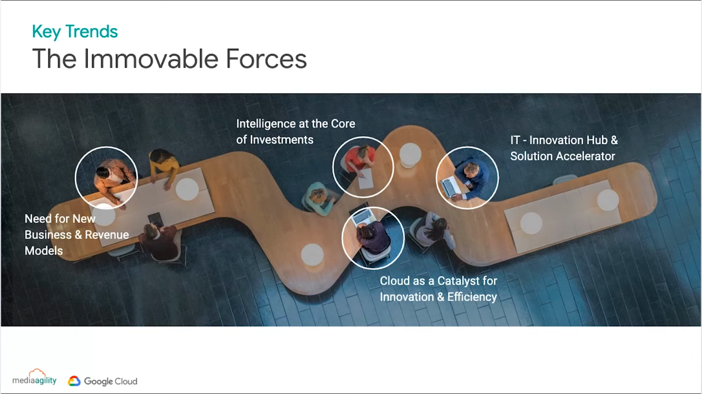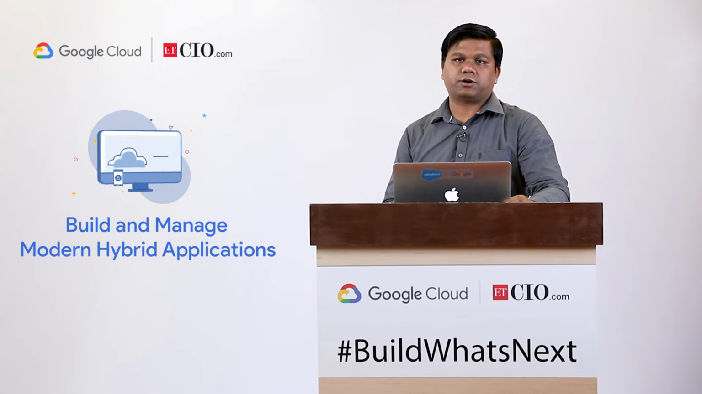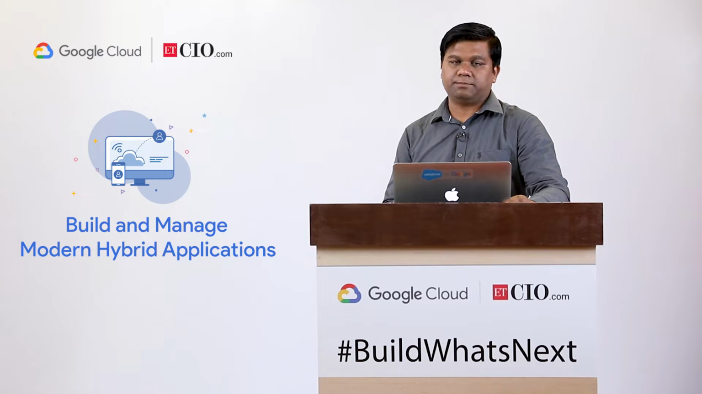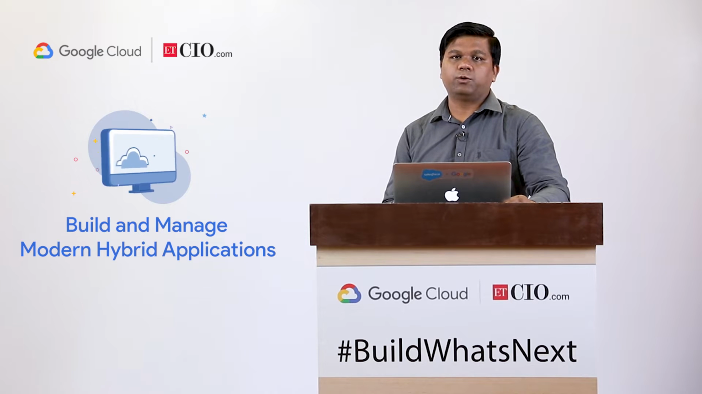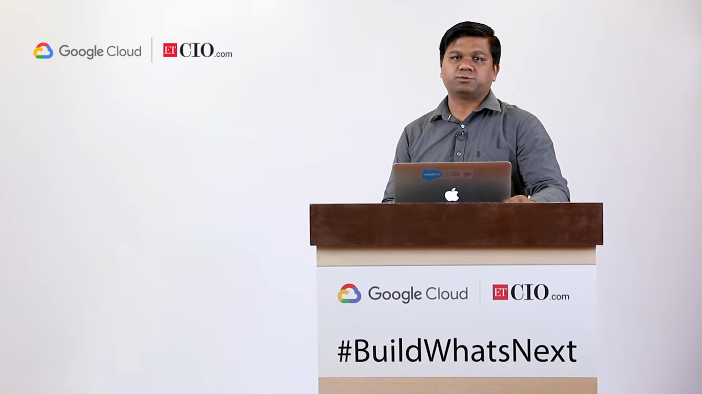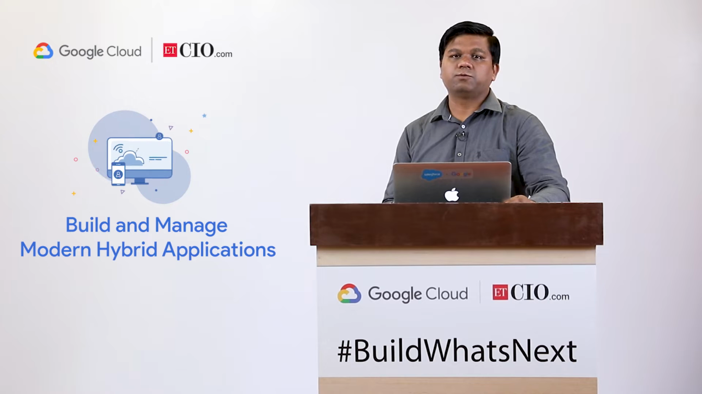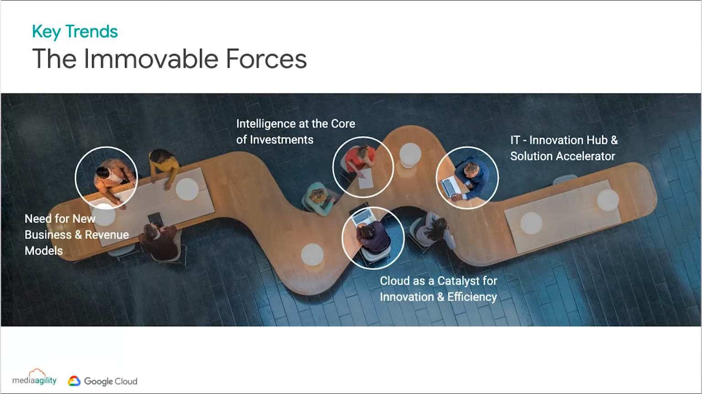Let's look at the key trends and immovable forces. Need for new business and revenue model. This is the key priority and I am pretty sure you all must be foreseeing this all around. Everyone today is talking about a new business stream. It's not really that the old ones are not working, but it's more about the competition is working faster than we expected it to be.